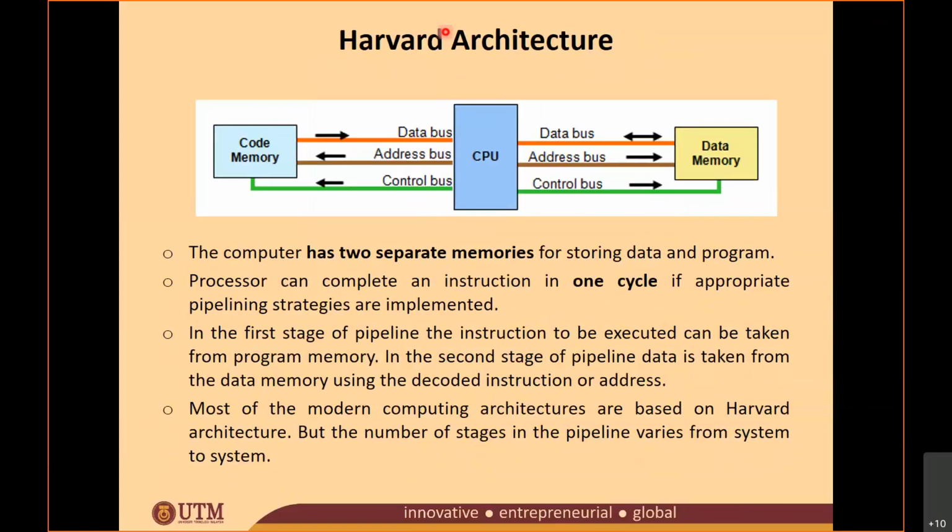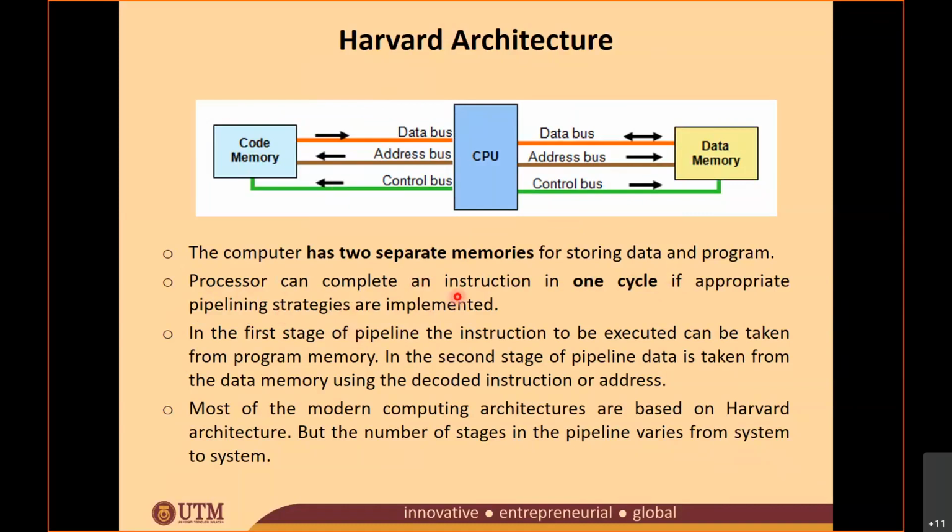Okay, next, this is the Harvard architecture. As you can see here, you have a code memory, data memory, and this is your CPU. The code memory has its own buses, while data memory also has its own buses. So they are separate between code memory and data memory. Kenapa? Sebab dia tak share the same buses. For this Harvard architecture, the processor can complete an instruction in one cycle if appropriate pipelining strategies are implemented.